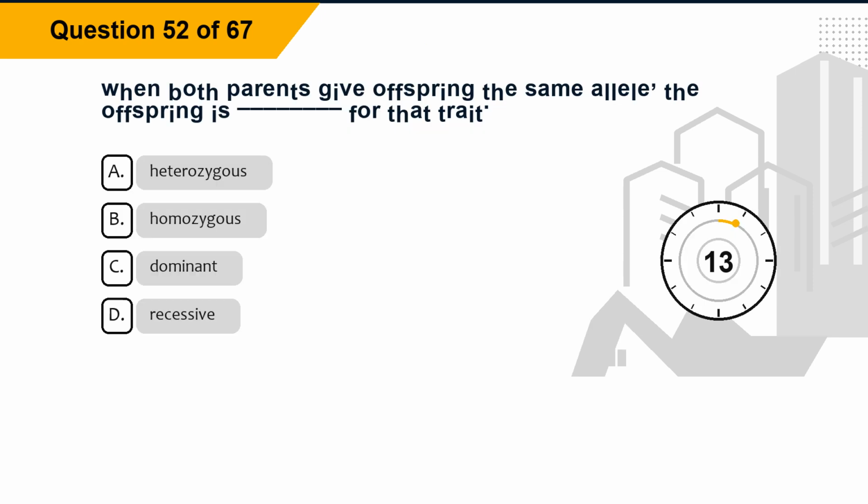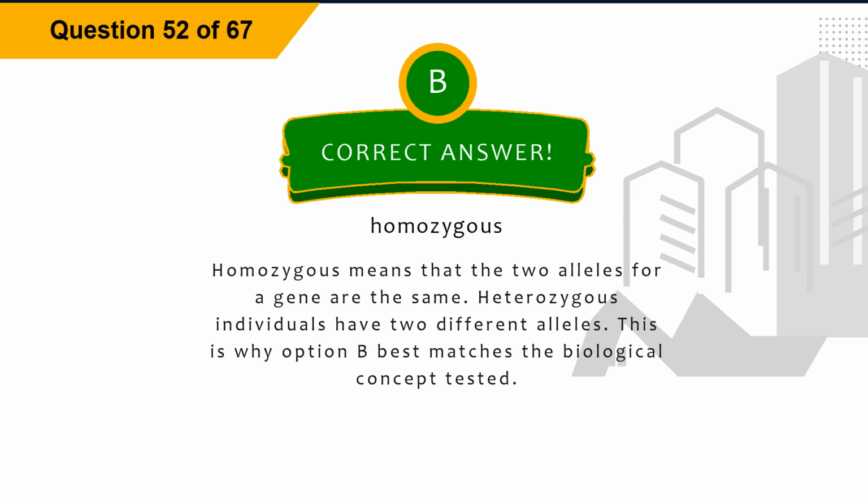Question 52. When both parents give offspring the same allele, the offspring is blank for that trait. Option A, heterozygous. Option B, homozygous. Option C, dominant. Option D, recessive. The correct answer is option B, homozygous. Explanation. Homozygous means that the two alleles for a gene are the same. Heterozygous individuals have two different alleles. This is why option B best matches the biological concept tested.